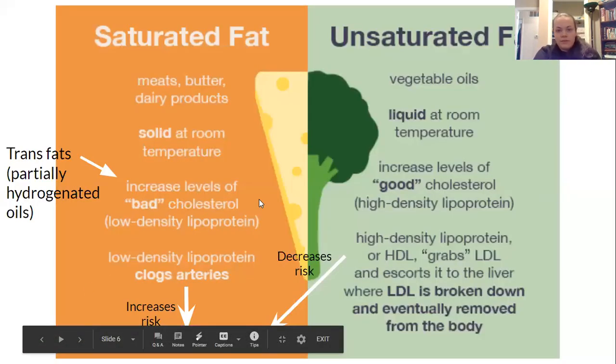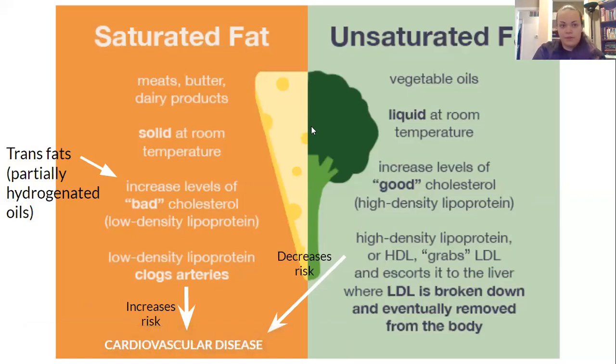All right, so let's delve into one of these macronutrients, fats first. We kind of talked about this in the last video, saturated fats and unsaturated fats. Your saturated fats are your bad fats. They're going to be in meats, butter, dairy products. They're the solids at room temperature, so like butter.